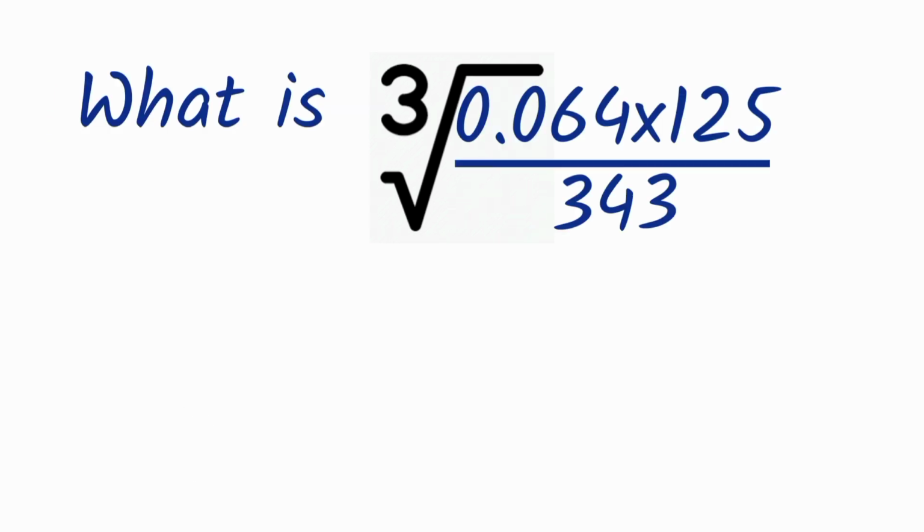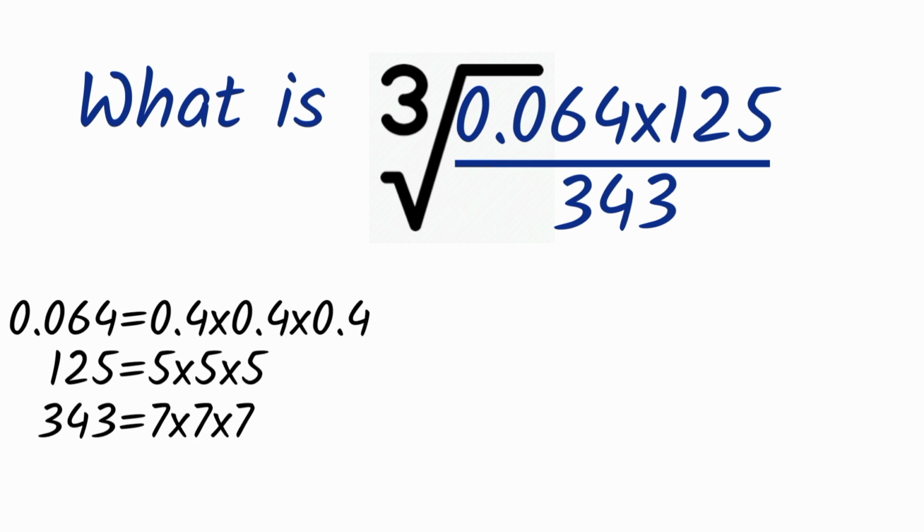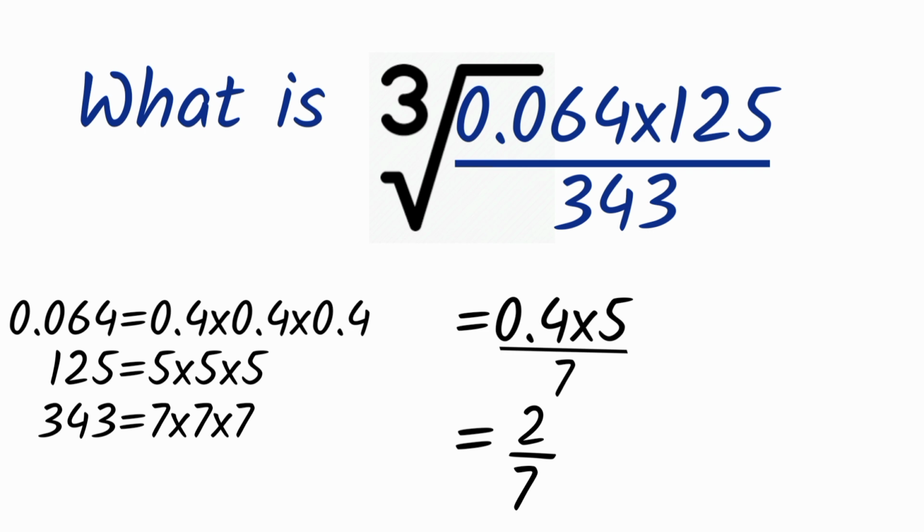What is the cube root of 0.064 times 125 everything over 343? Well, 0.064 on our calculator is the same as 0.4 times 0.4 times 0.4, while 125 is the same as 5 times 5 times 5. 343 on the other hand is the same as 7 times 7 times 7. So that gives us 0.4 times 5 everything over 7, and the final answer is 2 over 7.